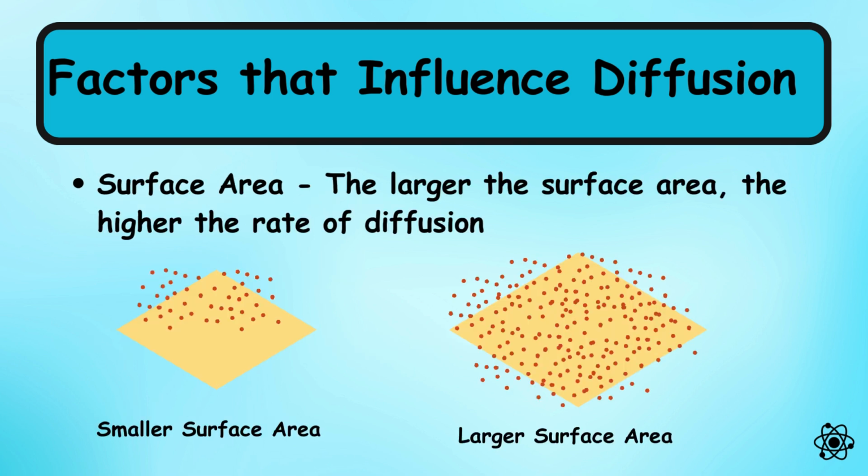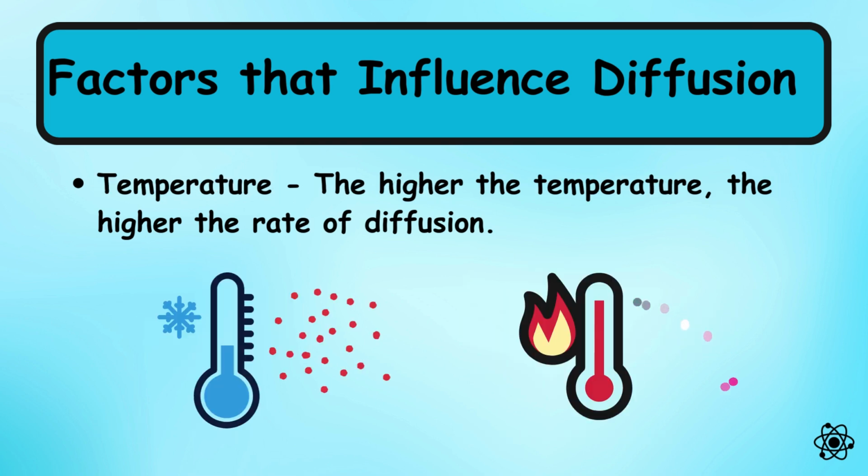The first factor that influences diffusion is the surface area. The larger the surface area, the higher the rate of diffusion. This is because more molecules at a given time will be diffusing. The next factor that influences diffusion is temperature. The higher the temperature, the higher the rate of diffusion. That is because molecules are faster and have more kinetic energy with higher temperatures.